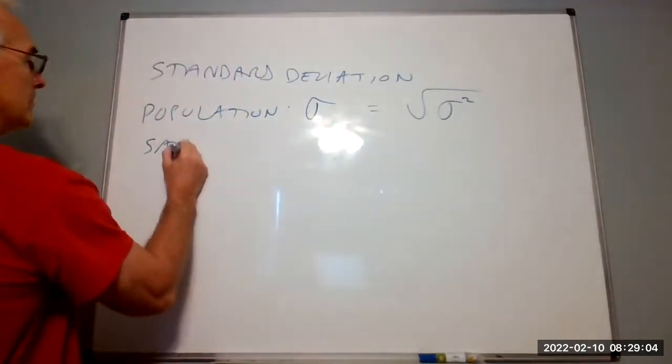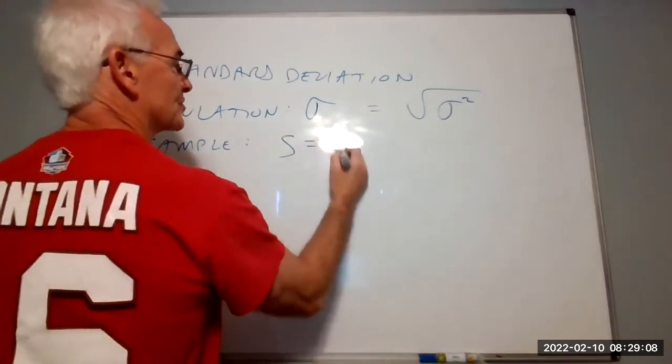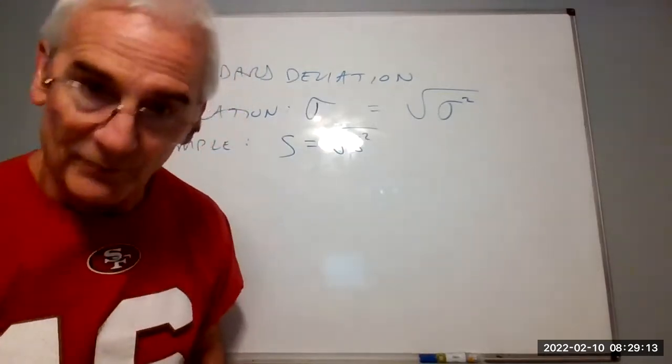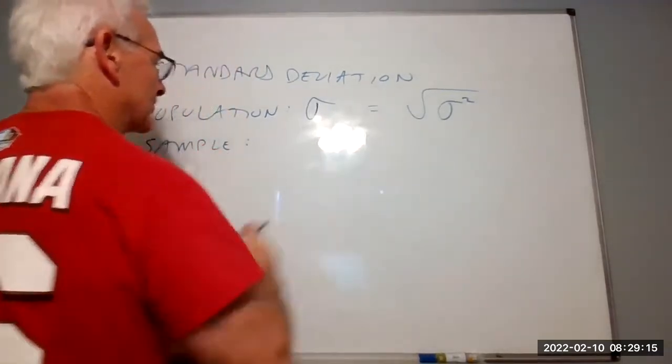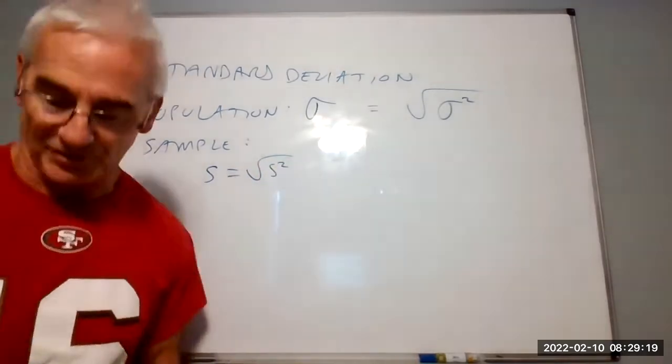So in the sample, it's S, which is the square root of S squared. You can't find the standard deviation without finding the variance first.